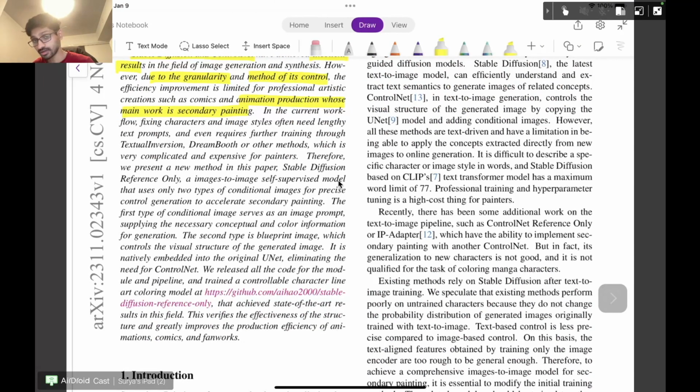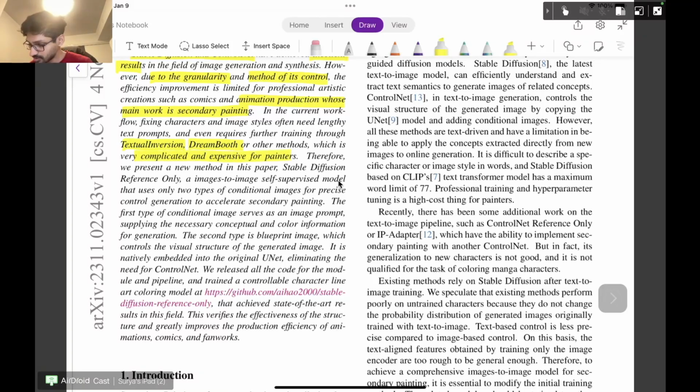Though one way to solve it with Stable Diffusion and ControlNet is if you're allowed to fine-tune your model to learn a specific concept using textual inversion or DreamBooth. But yeah, it can be complicated and expensive.